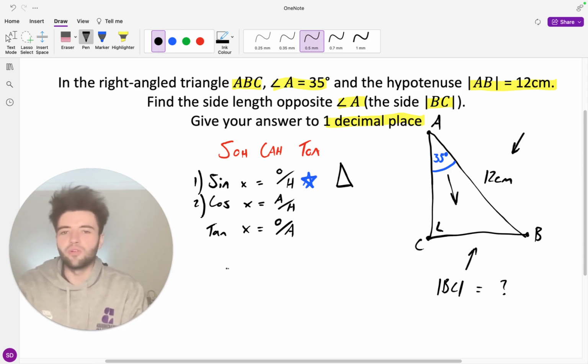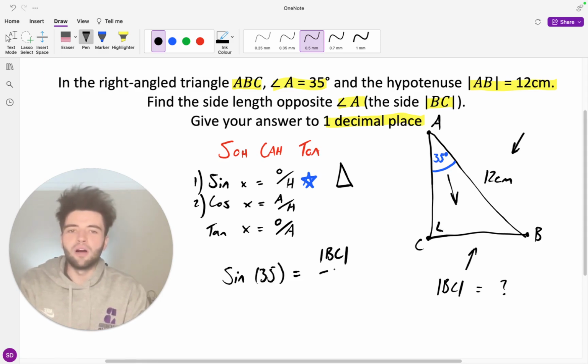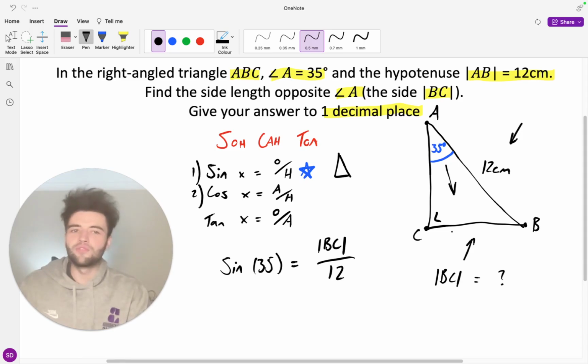So we can actually set up our equation, and so we're going to have the sine of our angle 35, and then on the right hand side we're going to have the opposite, which we don't know yet, so we're just going to leave that as BC over the hypotenuse, which we know is going to be 12 centimeters, which is given in the question. And so it is very useful here to have the diagram. We can see clearly what's going on.